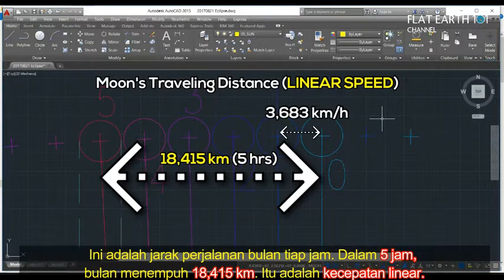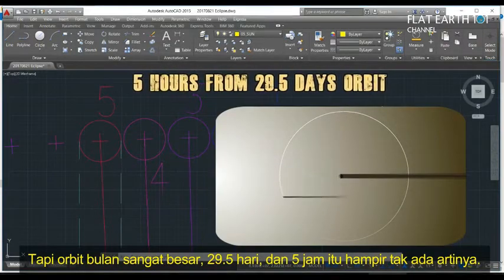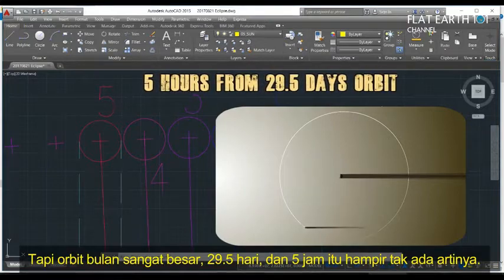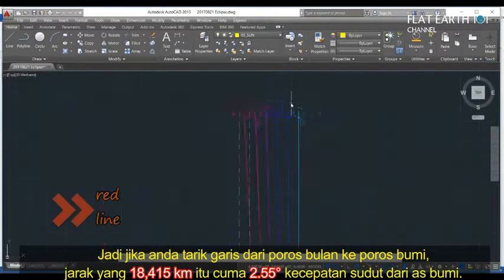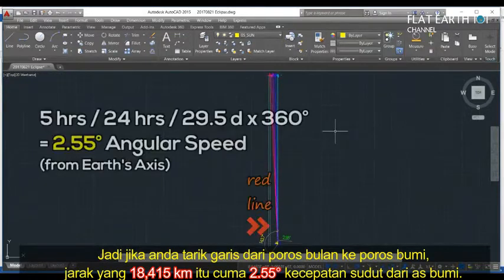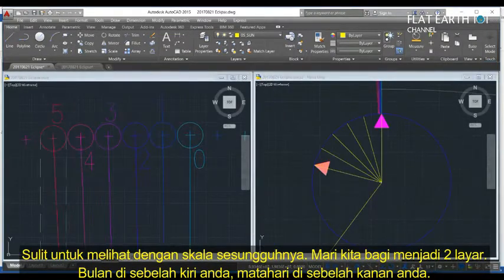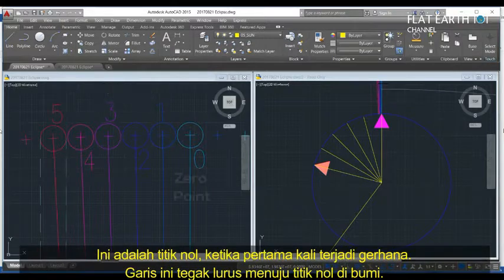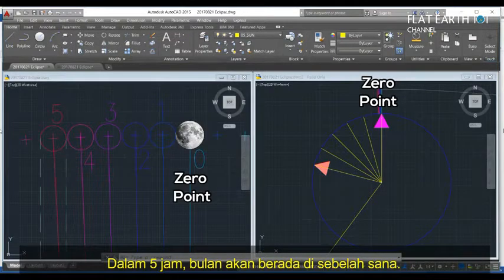That's the linear speed. But the orbit is so big, 29.5 days, and 5 hours means almost nothing. So if you draw a line from the Moon's axis to the Earth's axis, this 18,415 kilometers is only 2.55 degrees angular speed on Earth. It's hard to see at its true scale. Let's split it into 2 screens, the Moon on your left side, the Earth on your right side. This is the 0 point when the first partial eclipse happened. The line goes to 0 point on Earth. In 5 hours, the Moon will be over there.